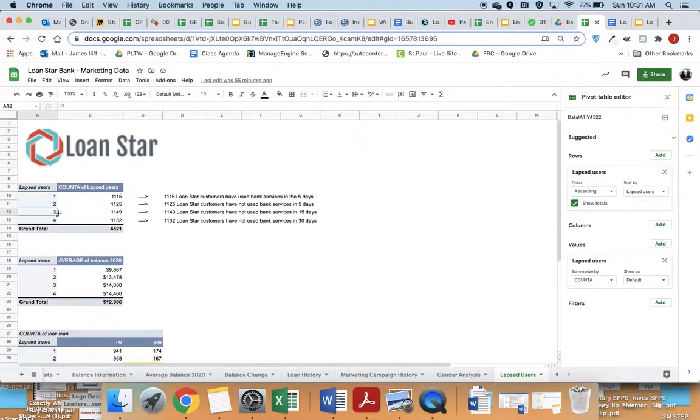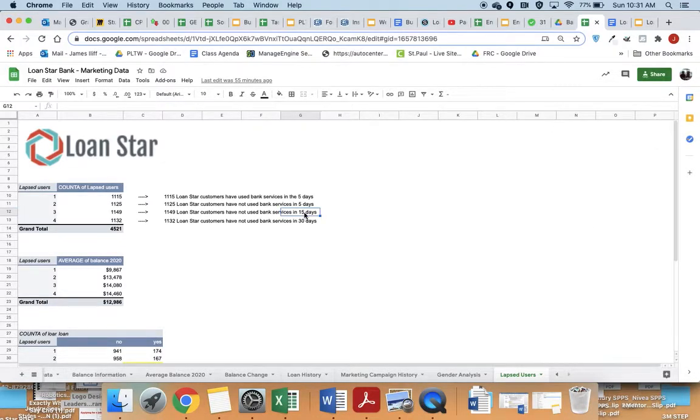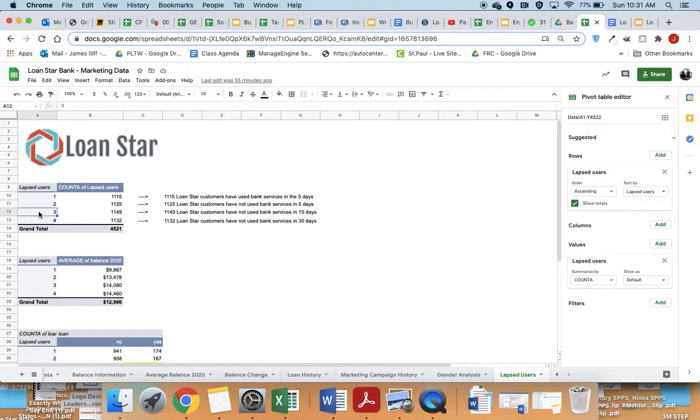What about a category 3? Customer has not used banking services within 15 days. Oh, that's interesting. So now we know that a customer has not used any of our services in 15 days. We consider them a category 3. And then category 4 is a customer who has not used banking services in 30 days.